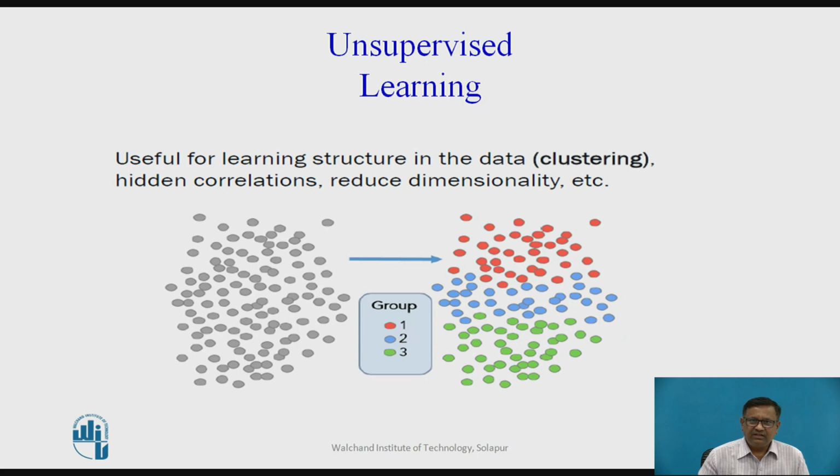So here, if you look at the left side, this is the input, and the machine learning algorithm has itself identified this input into 3 different categories, that is red, blue and green, and it has categorized it into 3 categories.